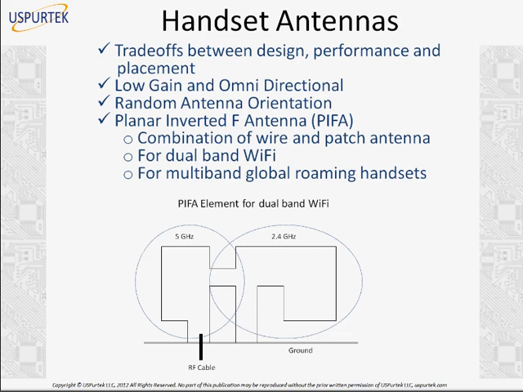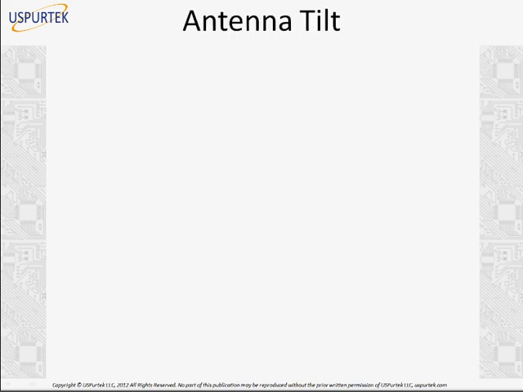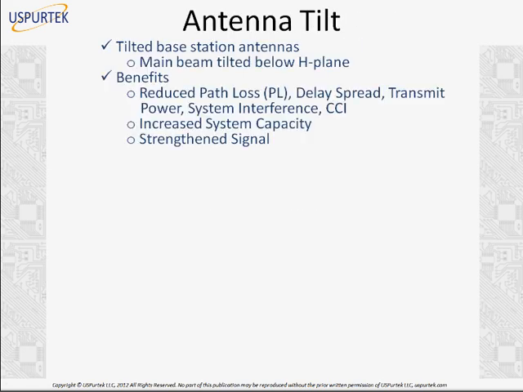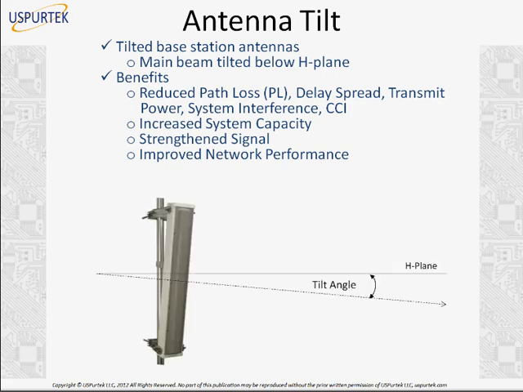Well, moving on to the antenna tilt. Now, this is a technique used to enhance the performance of a base station antenna, where to enhance the signal strength in a given area, you could tilt the element of the antenna in the downward direction, as you see in the picture, at an angle called the tilt angle. So this will reduce your path loss. It will reduce your delay spread. It will reduce your transmit power needed too, because you need less energy.